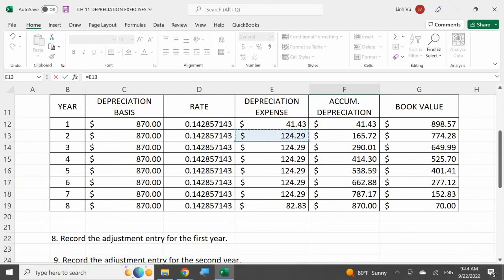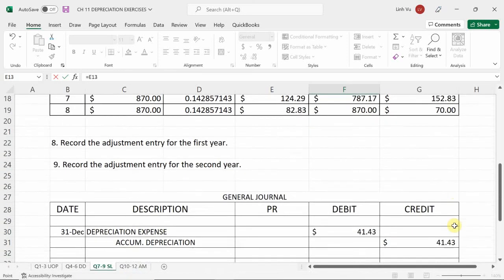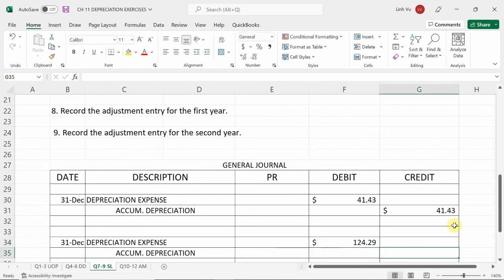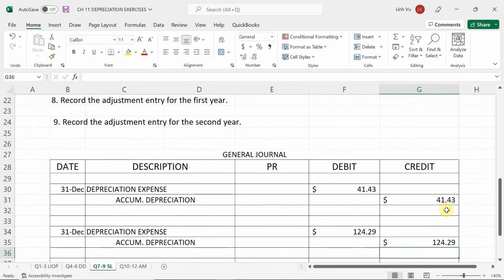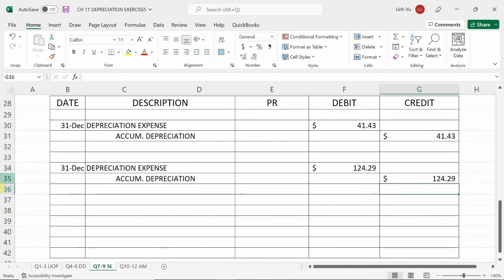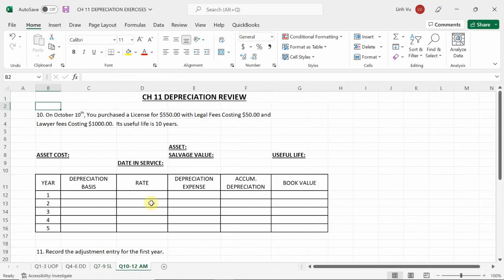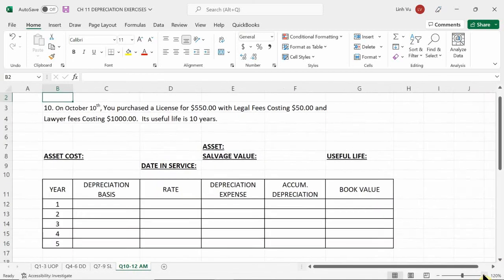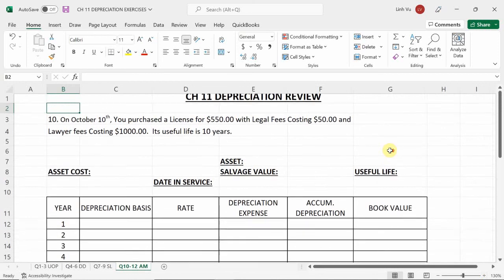124.29. And it's going to be 124.29 for the next 5 years after that. And then the last year, you're going to depreciate for the last remaining amount. Okay. Good. Last question here, or concept, is amortization. Okay, so let's take a look.